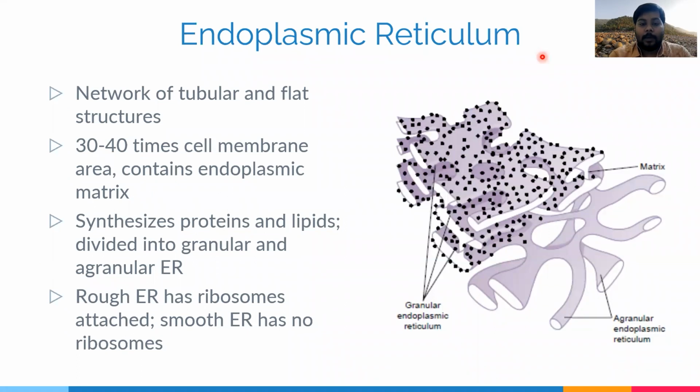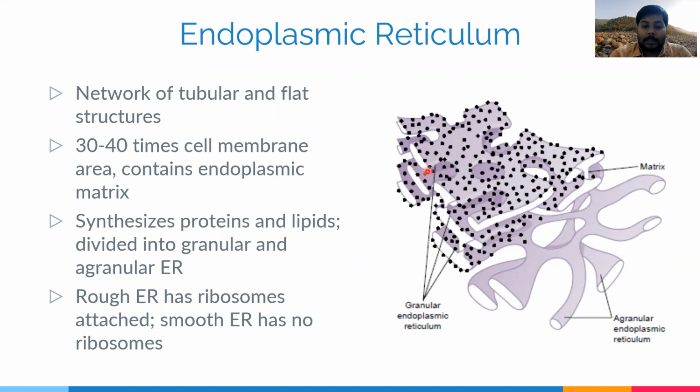Next, we move on to the endoplasmic reticulum. Endoplasmic reticulum is a network of tubular and flat structures which are folded in nature. The folding causes the ER to have a surface area 30 to 40 times larger as compared to the cell membrane, and it contains endoplasmic matrix inside it. ER is the site of synthesis of the proteins and lipids present in the cell.